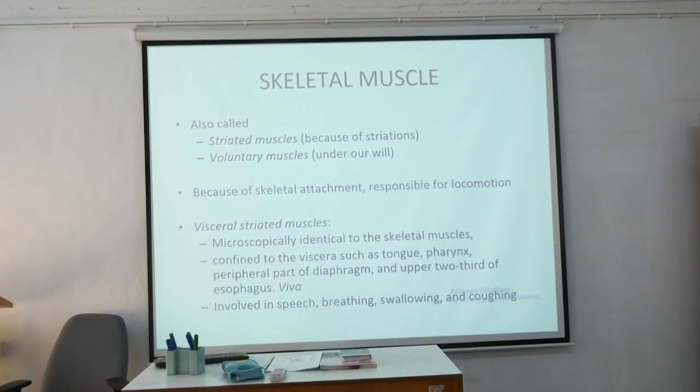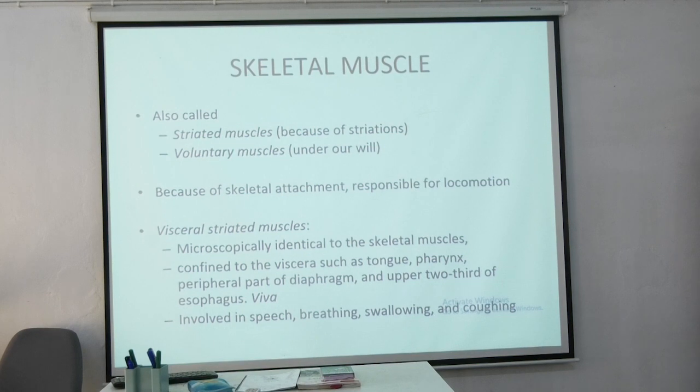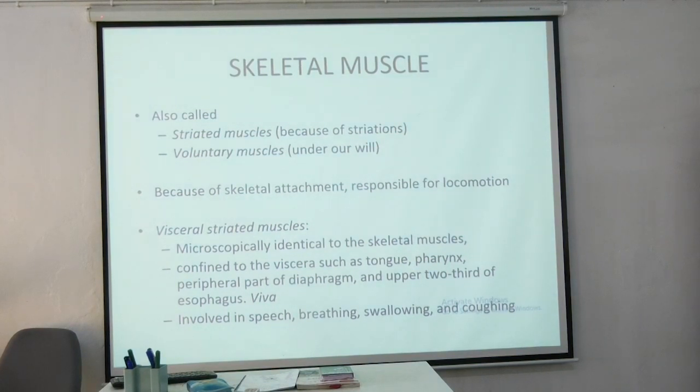Now skeletal muscles, also called striated muscles or voluntary muscles under will, because of skeletal attachment are responsible for locomotion. Now you are reading, dissecting the lower limbs. Now the bony attachment from origin to insertion. You see all the muscles coming from the hip bone or the femur are getting inserted in their respective positions, as you see.